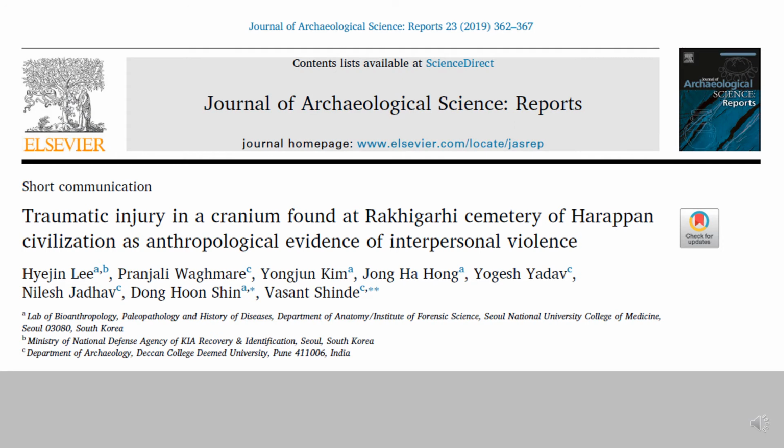We also studied traumatic injury in a cranium found at Lakhiari Cemetery. This report was published in Journal of Archaeological Science Reports. Our paleopathological report provides significant insight into interpersonal violence that might have occurred among the Harappan people and society.